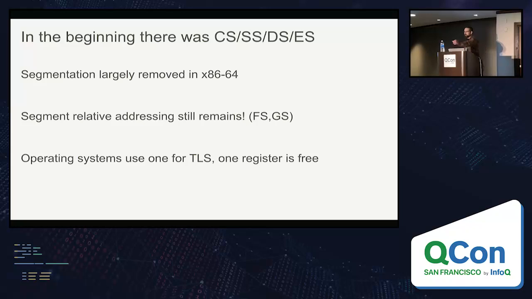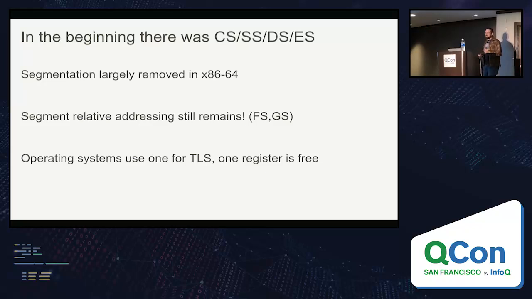So back to segmentation. I just love this topic. I keep on coming back to it. Segmentation was largely removed when we moved to x86-64. Intel was off doing Itanium, and AMD was like, never mind, here's the new standard. And as part of that, they dropped segmentation. I'm sure it simplifies some things at the microarchitectural level. There were good reasons for doing this.